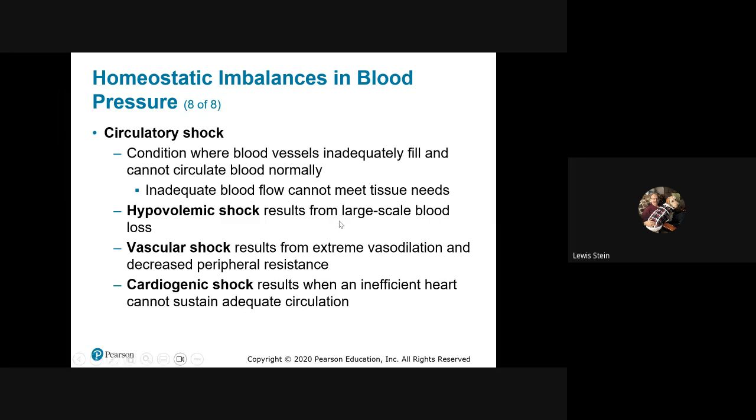So it's hypovolemic, lack of blood or loss of fluid; circulatory, because the blood vessels can't fill, and there are so many underlying things. Okay, extreme vasodilation. That's when you're talking about anaphylactic shock. All that release of histamine has dilated those blood vessels. There's no resistance. Inefficient heart, cardiogenic shock.